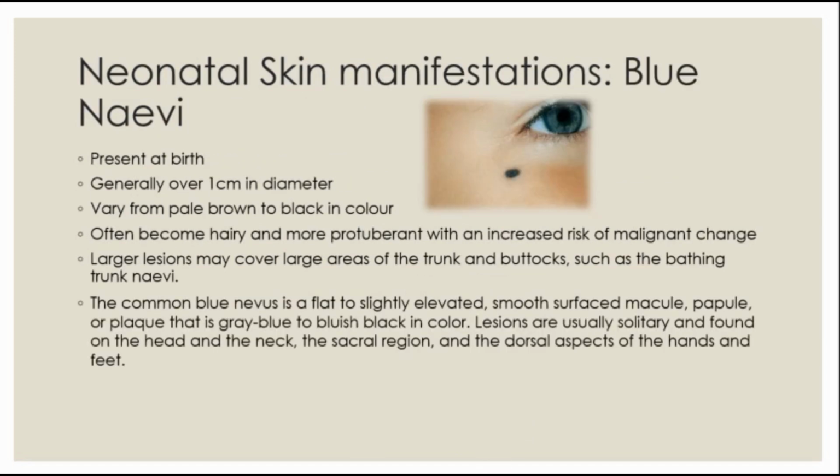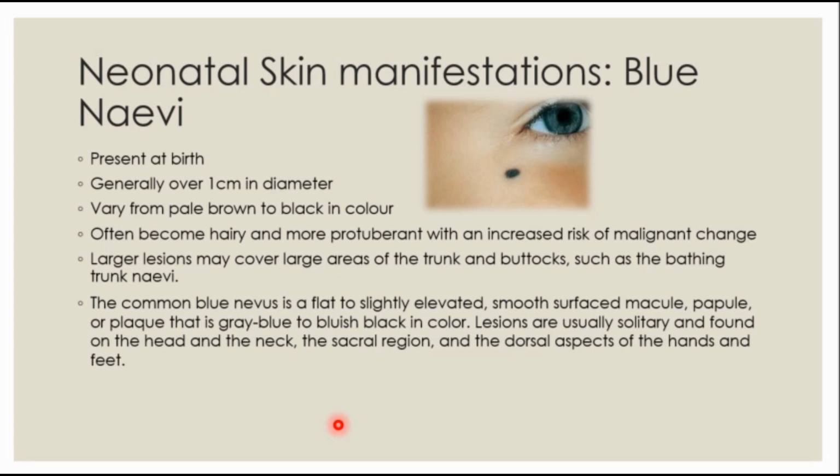Now, Blue Naevi. This is an acquired pigmented Naevi and it's present at birth. It's about 1 centimeter in diameter, and you'll see it vary from a pale brown to a black color, and it often becomes hairy and more protuberant with an increased risk of malignant change. So look out for this. Larger lesions may cover large areas of the trunk and buttocks, and these are called bathing trunk nevi. I'll show you a picture of this in the next slide.